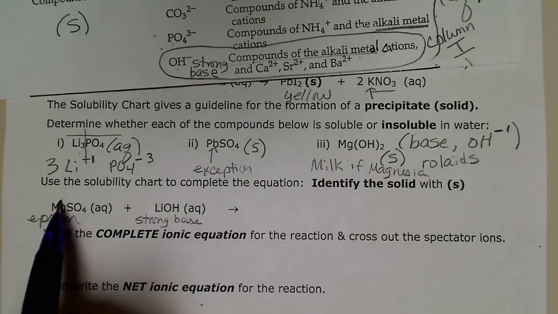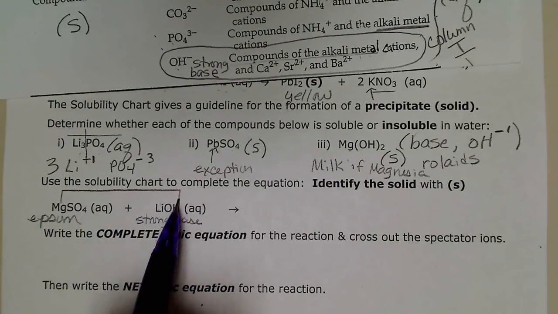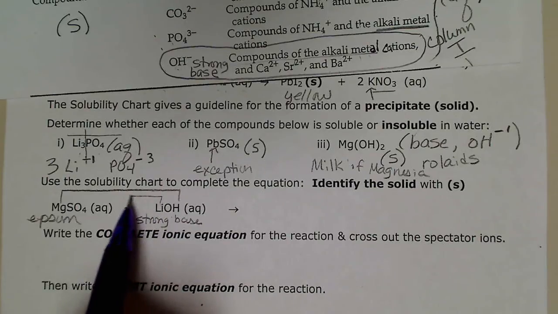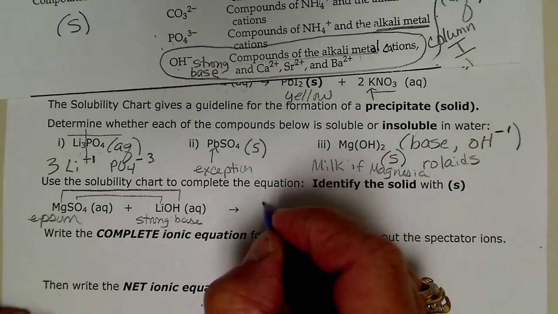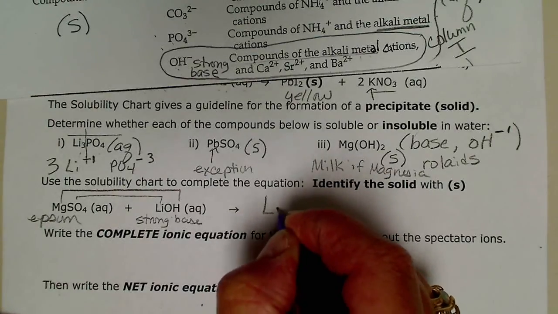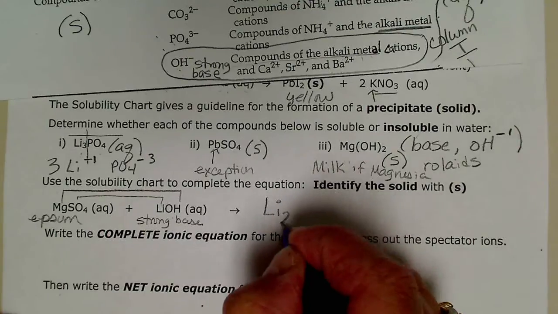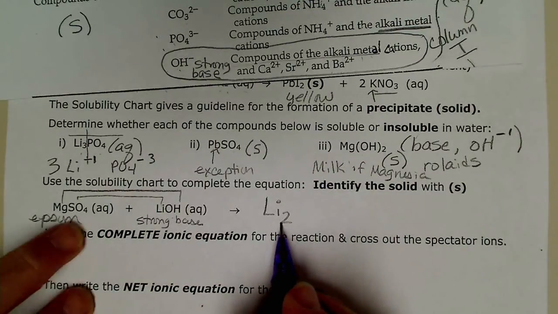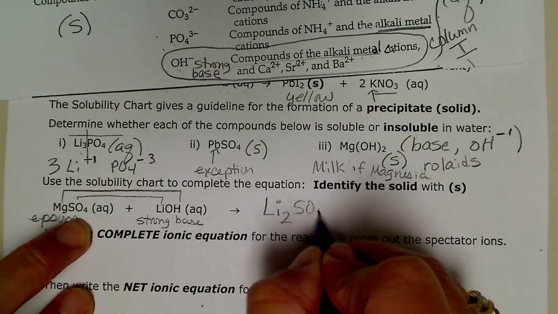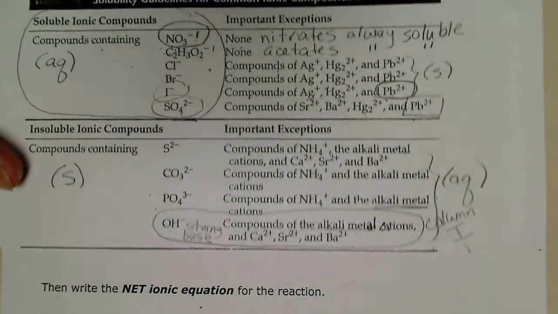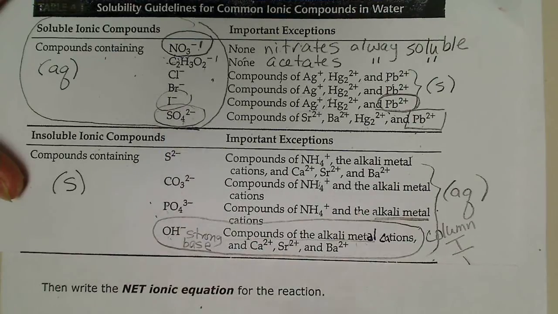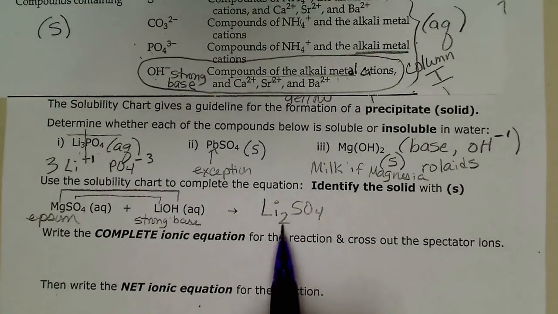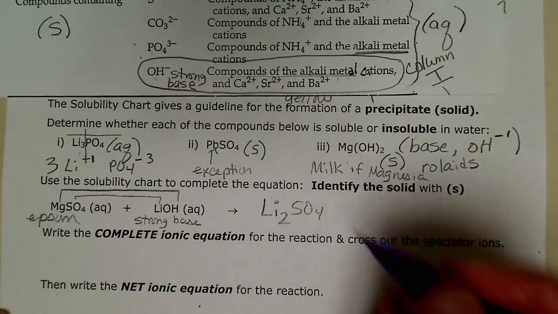If we mix these together, this metal will switch places with the lithium, and the lithium will combine with the sulfate. So when we write the formulas, we have to keep in mind the charges on the ions. So since lithium is in the +1 column, 2 lithium ions are required for every 1 sulfate ion. So if we haven't memorized the polyatomic ions, those are listed on the solubility guidelines. So sulfate, we can see here, has a -2 charge. So our formula for lithium sulfate would be 2 lithiums for every 1 sulfate.